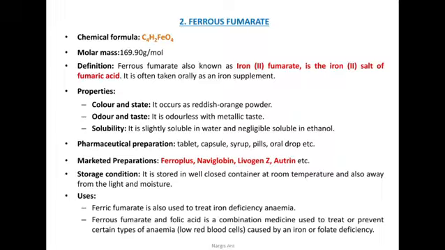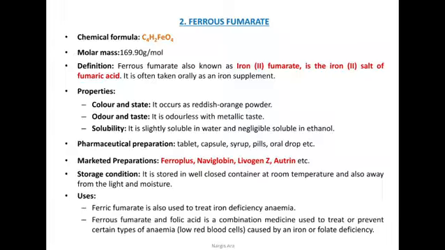And the marketed preparations were Ferroplus, Naviglobin, Livogenisate, Ortrin, etc. Next, what about the storage condition? It is stored in a well closed container at room temperature and also away from the light and moisture.